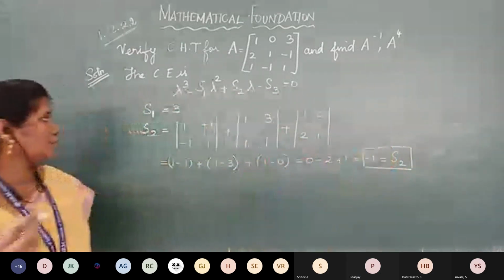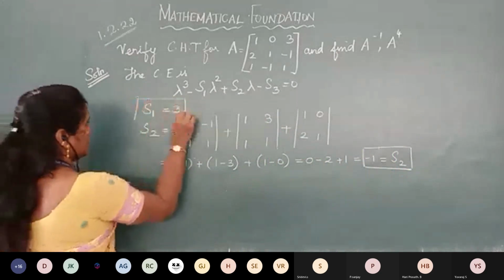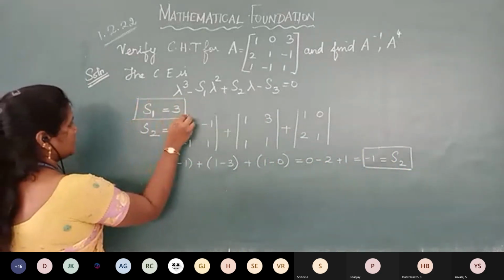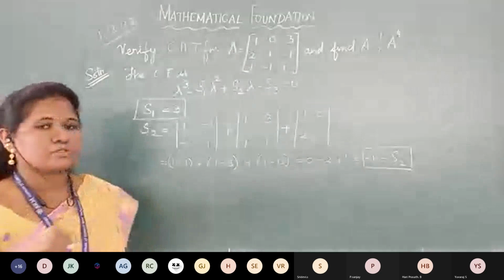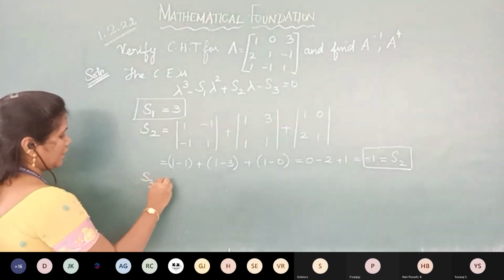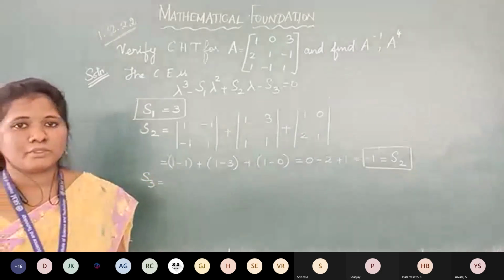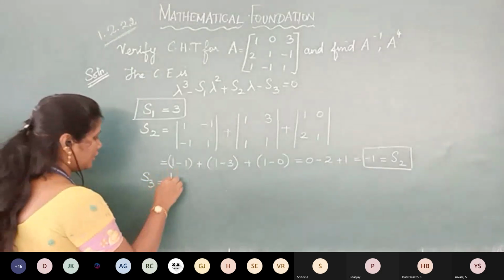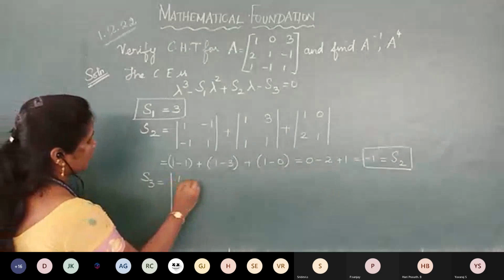Always put a box so that you don't go wrong. So that is your answer. Your S1 is 3, your S2 is minus 1. Next, you'll have to find out your S3. S3 is nothing but the determinant of the given matrix. So find out the determinant of your given matrix.